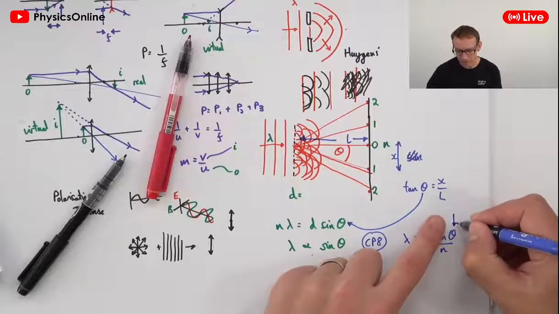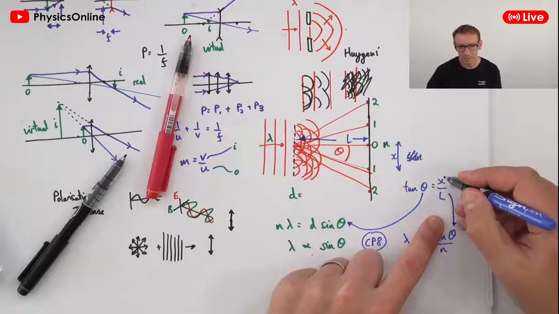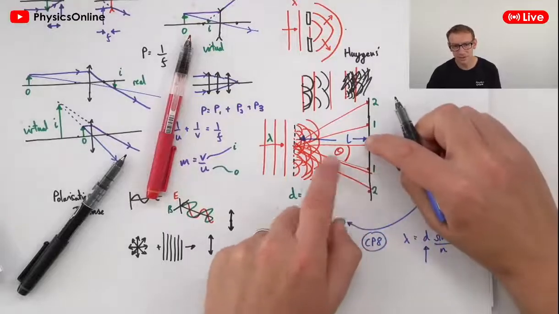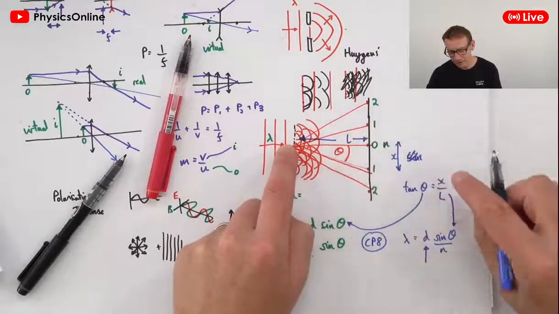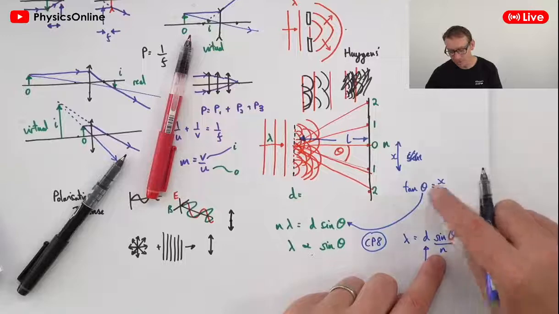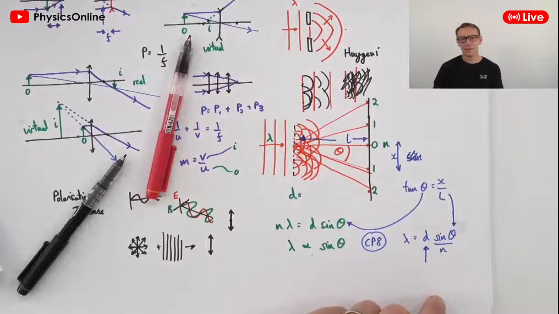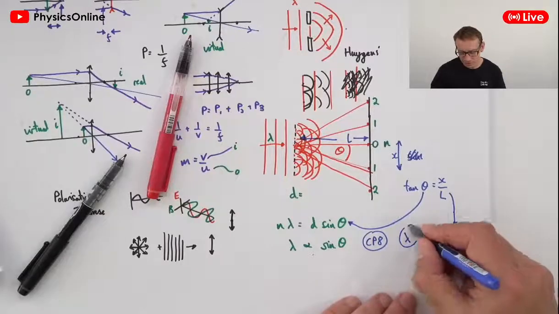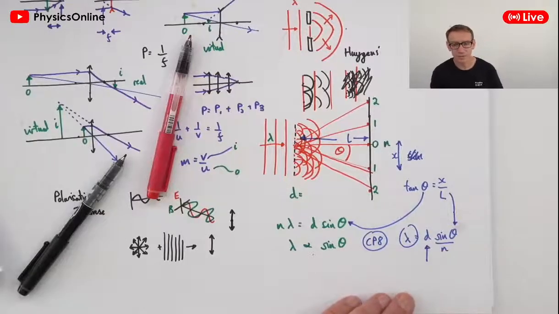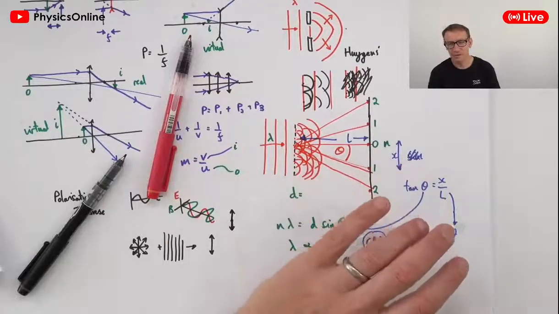You can work out the value of theta from measurements of x, the distance between the fringes, and the distance to the screen. And also you can work out which order we're looking at. Is it the first, second or third order? If you do that, that allows you to work out the wavelength of light just from some macroscopic measurements.